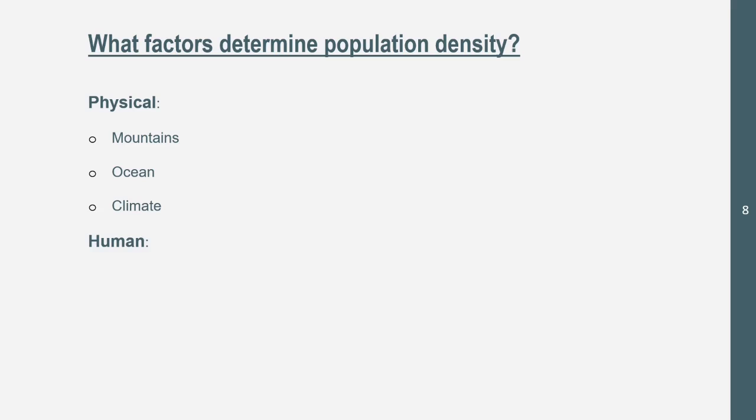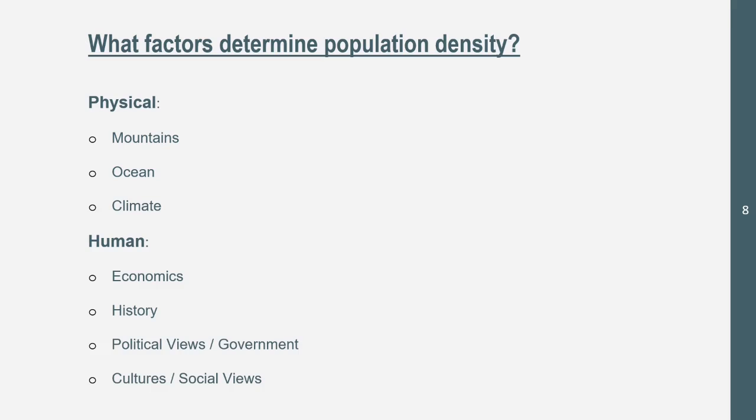Now we also have human factors like economics, history, political views in government, and cultural and social views. Economics, like job opportunities, incomes. That's going to be one economics. Because if there's a lower income area, the population density might be higher.